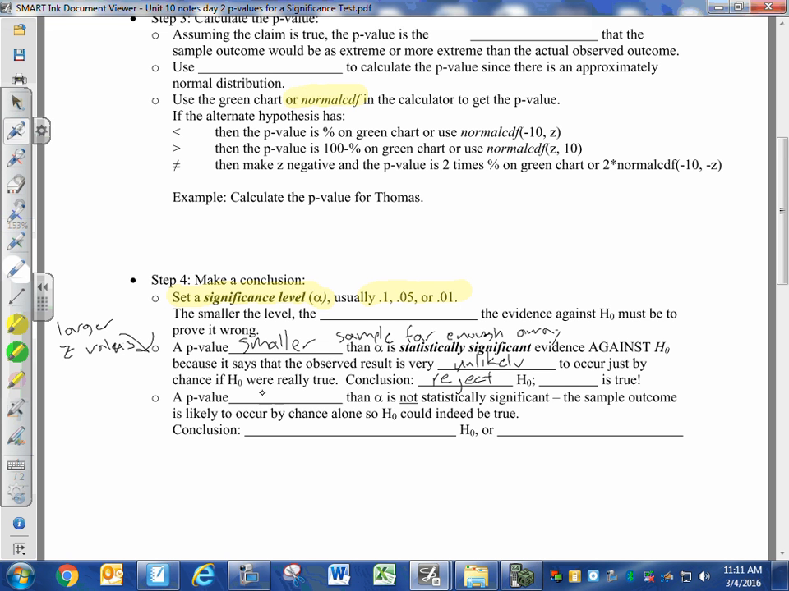If we have a p-value that is greater than my significance level, then we are saying that my sample is not far enough away for me to say that this null hypothesis is not true. We will not reject. That's it. Just do not reject; the null might be true.